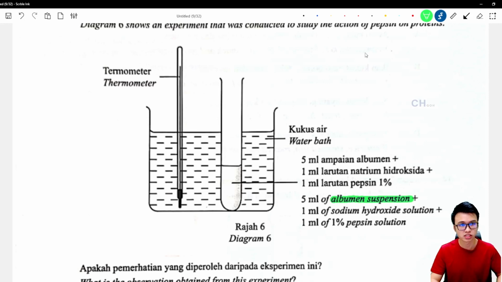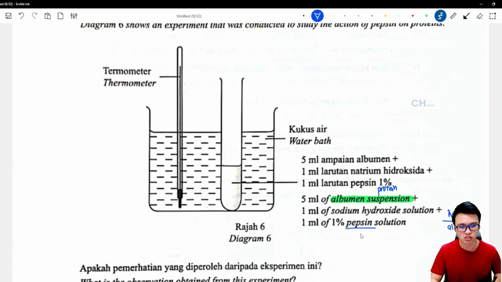Albumin suspension is actually a protein. 1 ml of sodium hydroxide solution. This thing is alkaline. You learn chemistry, right? So you should know what this is.